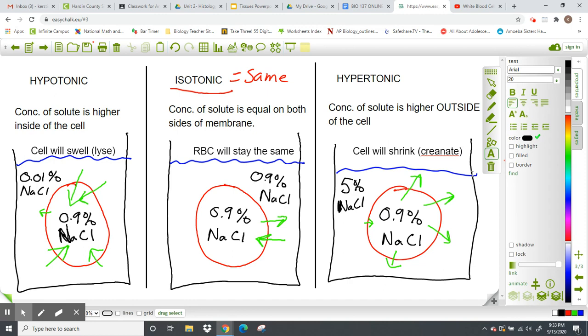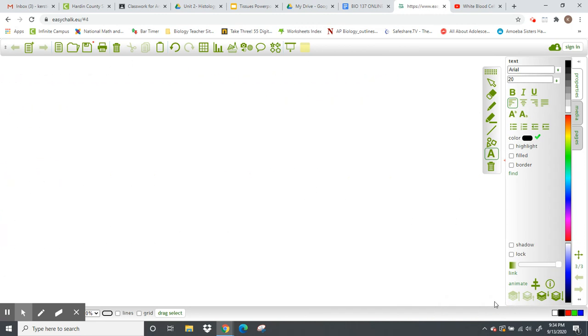Filtration, simple diffusion, osmosis. This can happen in a normal living cell. This can also happen across artificial membranes, so dialysis tubings, things like that. Okay, now we're going to get into things that have to happen in a cell, where the molecules that are moving need a little bit of help. There are two types of movement where the molecule is going to need a little bit of help.